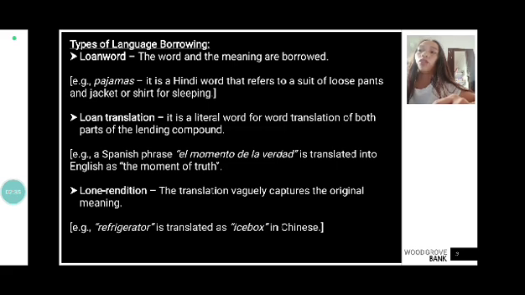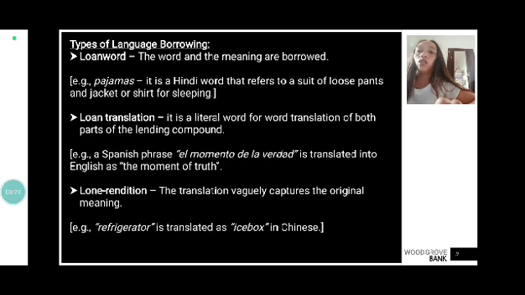So next is loan translation. Loan translation is a literal word for word translation of both parts of the lending compound. In this type of borrowing, the words and phrases that are borrowed from a certain foreign language will be translated word for word into another language. So, for example, a Spanish phrase, el momento de la verdad, is translated into English as the moment of truth. So there is a word for word translation that occurs, where phrases that are borrowed are translated so that the language user who borrowed it will be able to understand carefully.